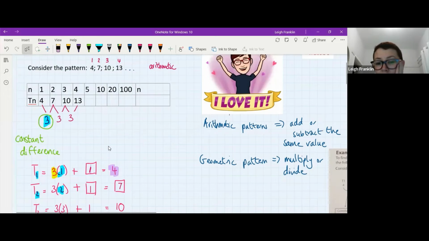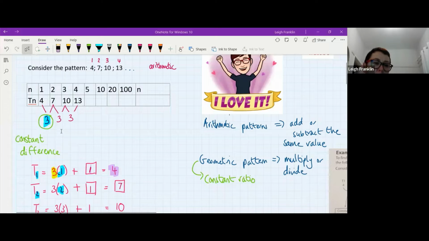They have a constant. Can anybody remember what that was called? Let's see who's got a hand up. Tenji, what do geometric patterns have? A constant? I think it's a constant ratio. That's right, a constant ratio, because we are multiplying or dividing. Okay, lovely. Well done. That's great, guys.